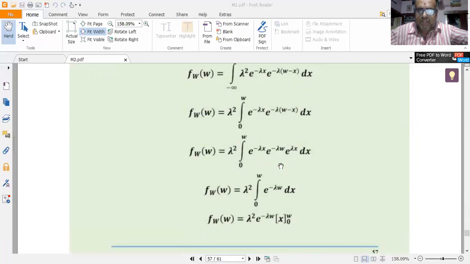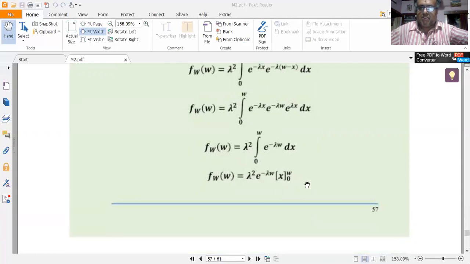e to the power of minus lambda x into e to the power of lambda x is e to the power of 0, which is equal to 1. So that's why I get lambda squared integral 0 to w e to the power of minus lambda w dx. Now e to the power of minus lambda w is a constant because I am integrating with respect to x. There is no x term in the exponential. So this also I can pull outside the integral sign. So this becomes lambda squared e to the power of minus lambda w into integral 0 to w dx. Integral dx is x. So here this would be lambda squared e to the power of minus lambda w into x with limit 0 to w.